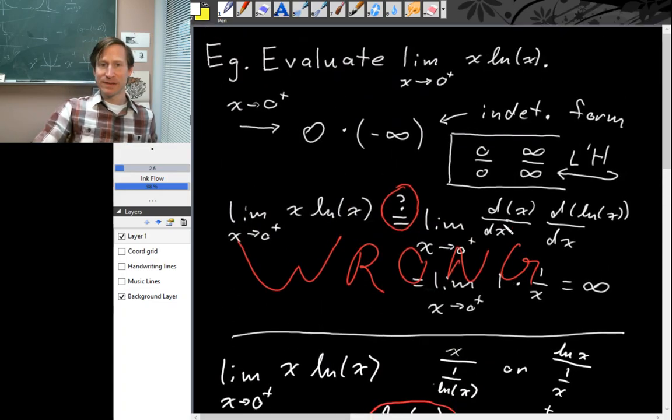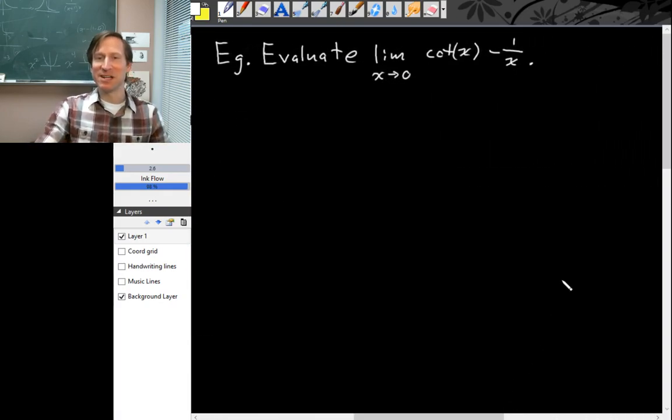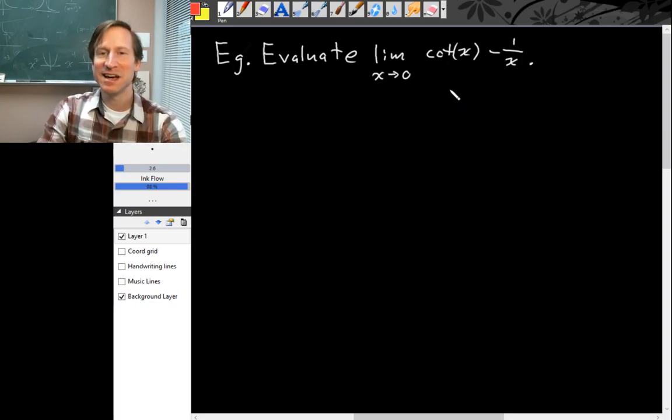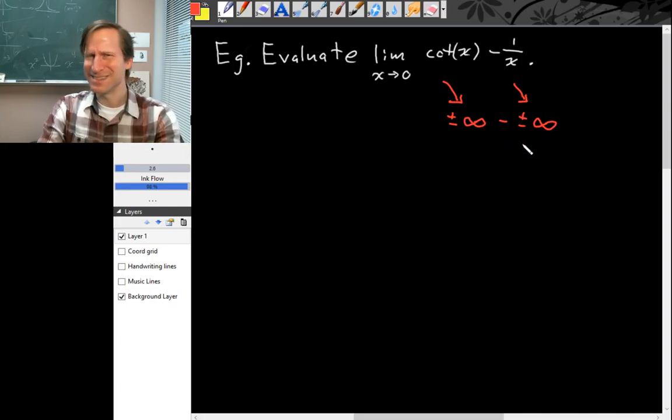All right. Let's look at another example. So here we're going to evaluate the limit as x goes to 0 of cotangent x minus 1 over x. Now again, if you calculate this limit naively by just plugging in 0, cotangent of 0 actually isn't defined, and it's plus or maybe minus infinity. It depends on which side you approach 0 from. And 1 over x is also plus or minus infinity, depending on which side you approach 0 from. And so the difference is either infinity minus infinity or negative infinity minus negative infinity.